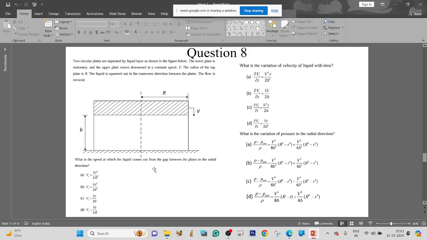So there are two circular plates that are separated by a liquid layer. The lower plate is stationary and the upper plate is moving downward with a constant speed. The radius of the top plate is capital R, and the distance between them is B. The liquid is squeezed out in the transverse direction, that is, in the sideways direction. The flow is inviscid. What is the speed of the liquid that is coming out of the gap between the plates in the radial direction? Very simple.